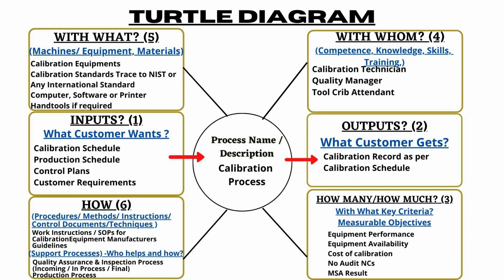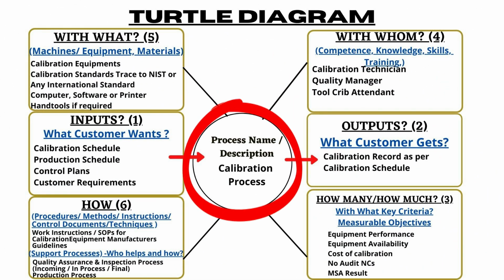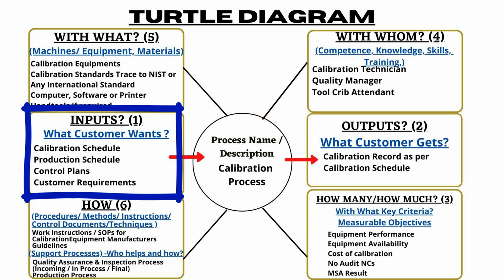To create a turtle diagram, I should always start with the shell of the turtle. At the shell of the turtle, you should write down the name of the process for which you are going to prepare a turtle diagram. Here in this case, I have taken an example of the calibration process. After this, I move to my first element, which is the input section. In the input section, there are 4 inputs which I have identified for the calibration process. The first input is calibration schedule. The second input is production schedule. The third input is control plans. And the fourth input I have considered here as customer requirements.